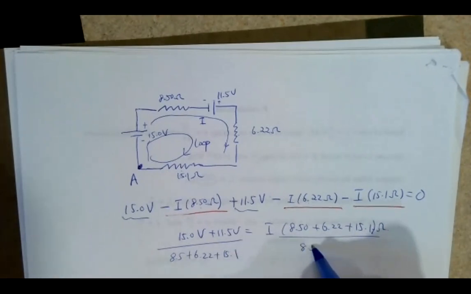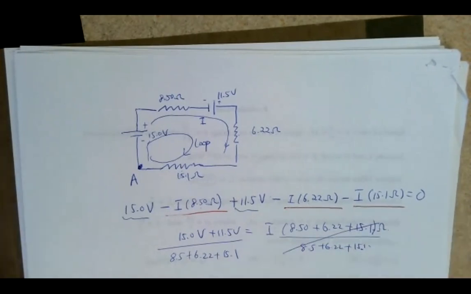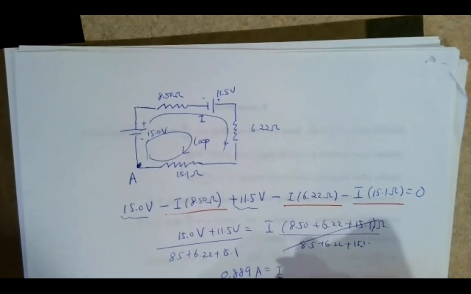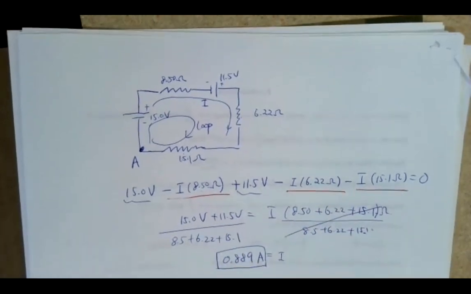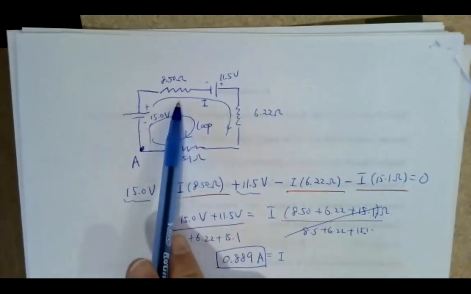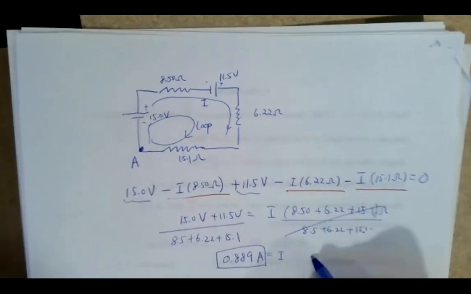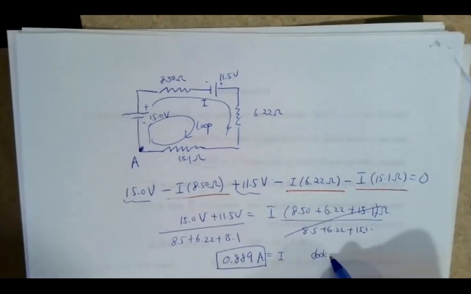To solve for your I. Okay, so in that case, I will be equal to 0.889 amps. Okay, so it shows that this I is positive. So that means your original assumption for the direction of the current is correct. Okay, so your I, that's the magnitude, and then the direction will be clockwise direction. Okay.